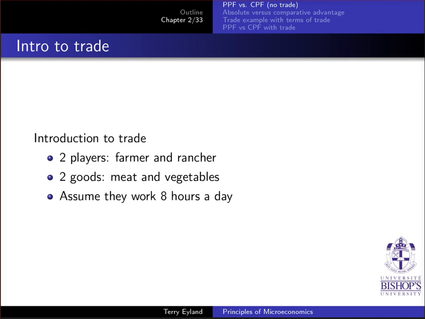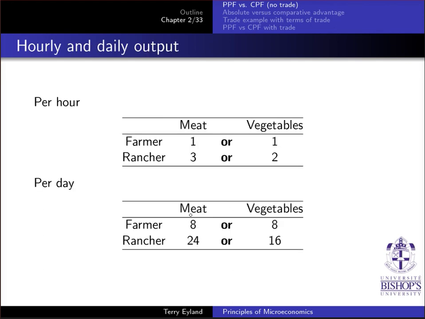So from here, what we need to know is what are their hourly or daily output, on an hourly basis versus on a daily basis if they do 8 hours of that. These are their production possibilities. So the farmer could produce either 1 unit of meat or 1 unit of vegetables, and the rancher could produce either 3 units of meat or 2 units of vegetables. What's very important here is the "or" sign: you can't produce both within that hour. If you have 2 hours and you're the farmer, of course you could produce 1 unit of meat and 1 unit of vegetables, because you sacrifice 1 hour producing meat and 1 hour producing vegetables.